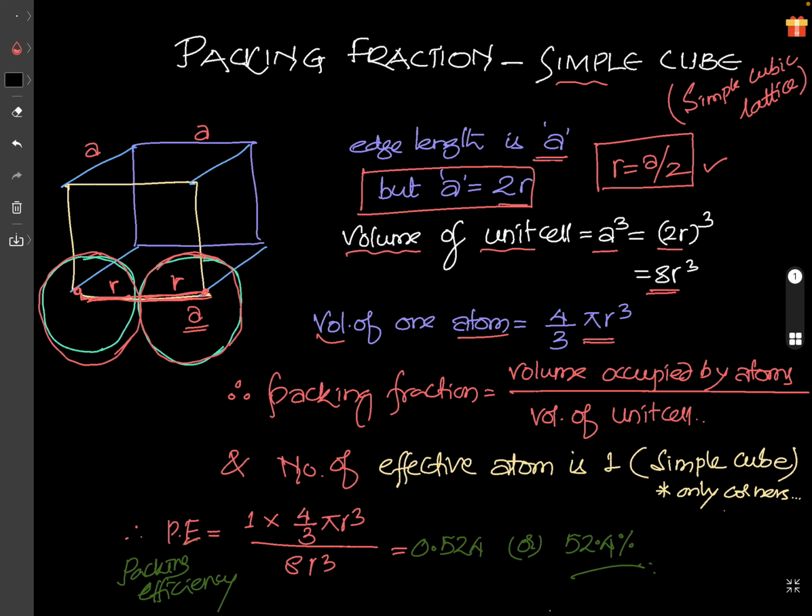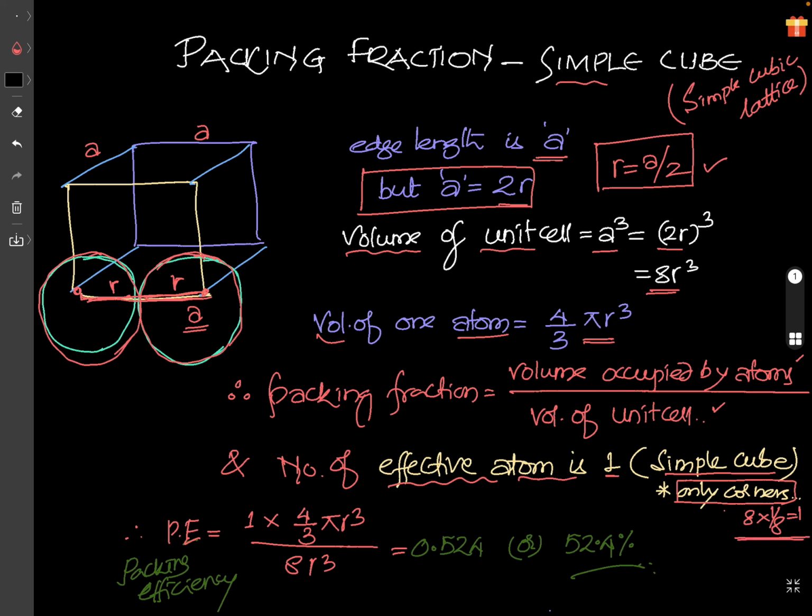Then packing efficiency or packing fraction is equal to volume occupied by total number of atoms by total volume of the unit cell. Volume occupied by the atoms by volume of the unit cell, that is packing fraction. How efficiently it is packed. So packing fraction or packing efficiency. In the simple cube, the number of effective atoms will be 1. As we know, the simple cube will have only one effective atom because only corners are occupied. 8 corners into 1 by 8, so that is equal to 1.